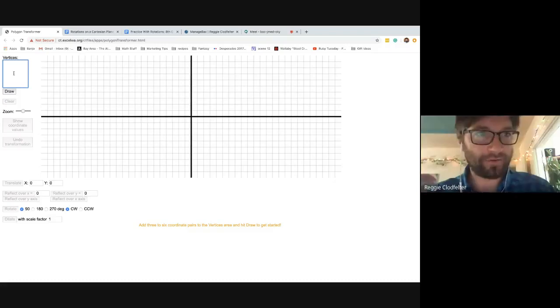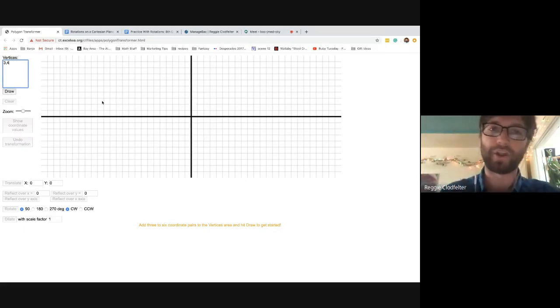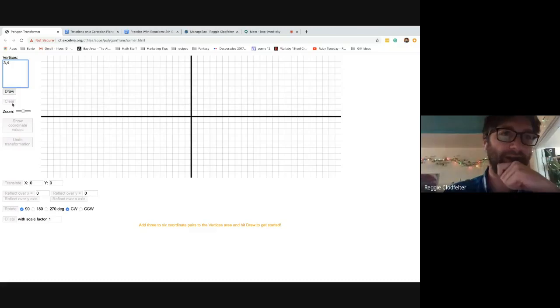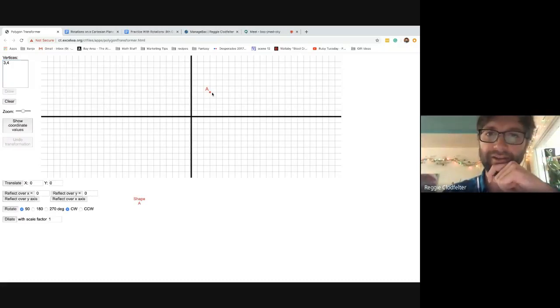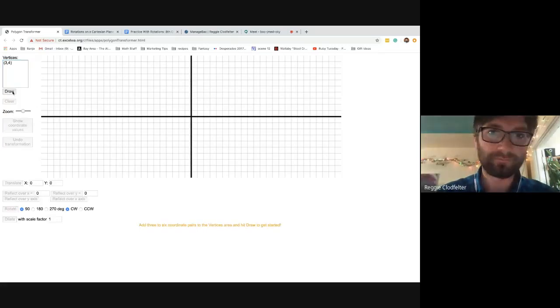So the first thing you do is you put in your vertices up here in the top left. You can put in any coordinates. We're going to go 3, 4. Why not? We can draw it. There you see it. Just a heads up, if you put in parentheses, it won't work. It just doesn't. So just don't use parentheses.